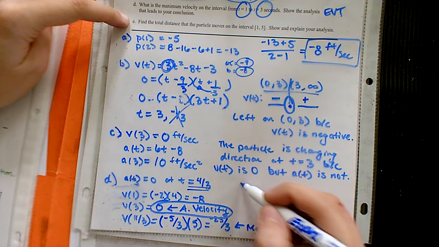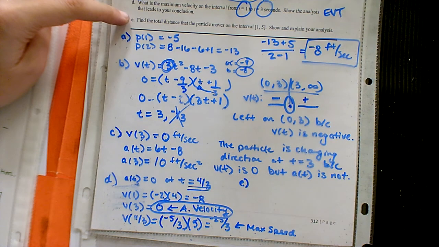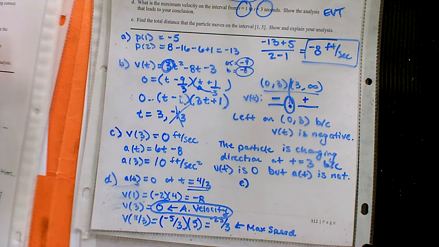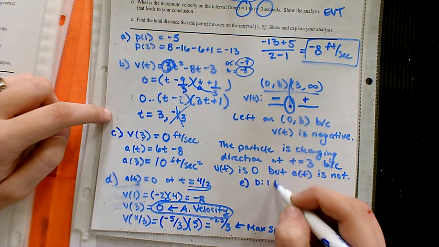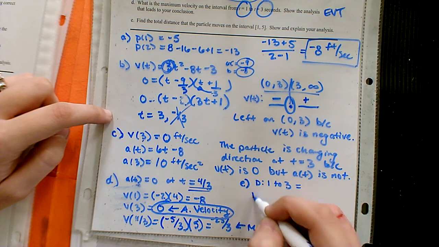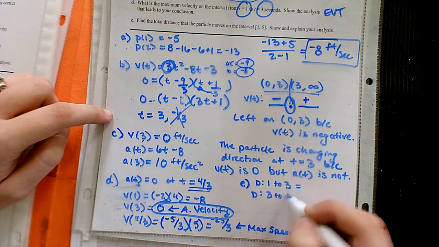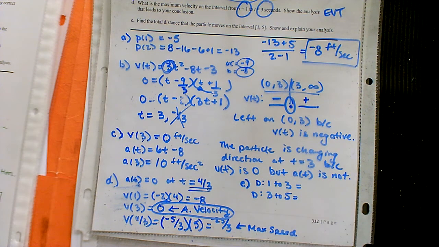All right, last one, part E, kind of run out of room. Find the total distance the particle moves from 1 to 5. Do we change direction anywhere from 1 to 5? Yes, where? 3. Okay, so we need the distance from 1 to 3, and we need the distance from 3 to 5, that ending interval, and then we'll add them together.